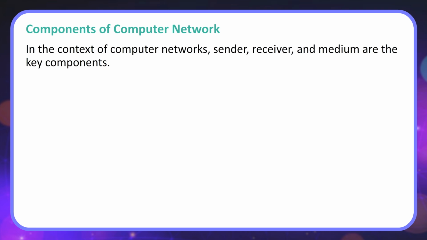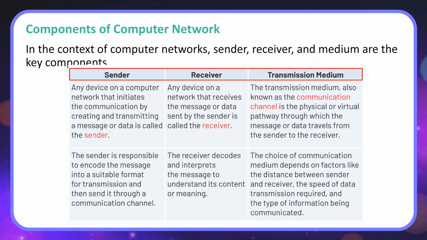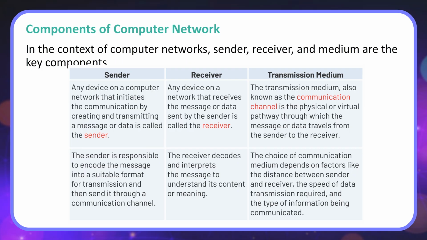Computer network. Components of computer network. In the context of computer networks, sender, receiver, and medium are the key components. Sender, receiver, transmission medium. Any device on a computer network that initiates the communication by creating and transmitting a message or data is called the sender. Any device on a network that receives the message or data sent by the sender is called the receiver. The transmission medium, also known as the communication channel, is the physical or virtual pathway through which the message or data travels from the sender to the receiver.